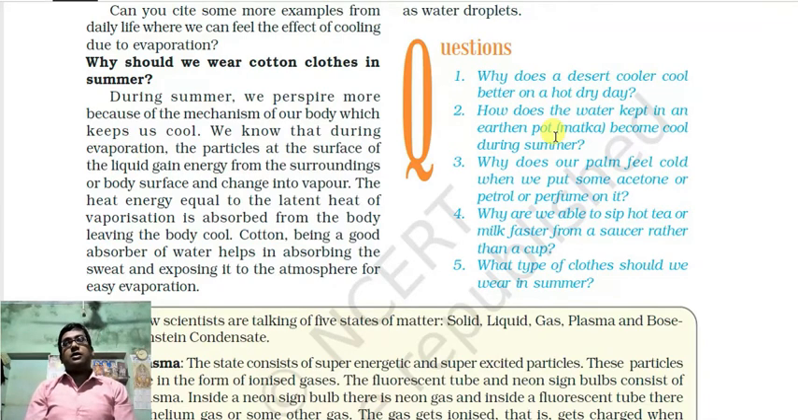Listen here. The earthen pot contains very small holes in its surface, and the water comes out through these small holes of the earthen pot. The water which comes out on the outer surface of the earthen pot undergoes the vapor state by taking latent heat from the surroundings, and from the earthen pot also. Therefore, the earthen pot becomes cool and the water inside the earthen pot also becomes cool. So this happens due to evaporation. Clear? Why does our palm feel cold when we put some acetone or petrol or perfume on it? This one I have told you.